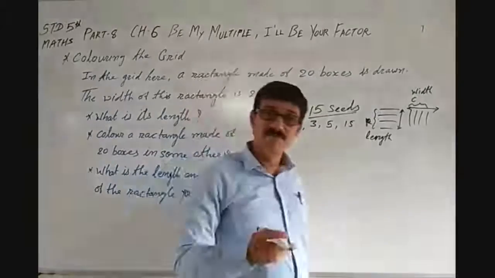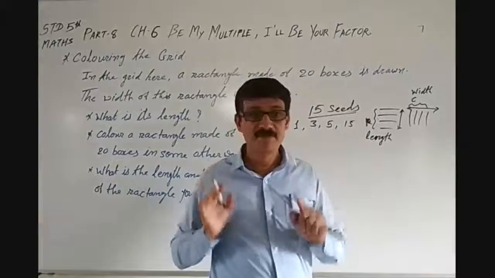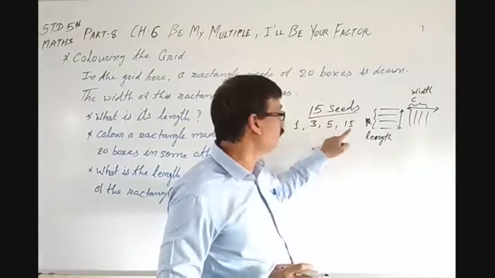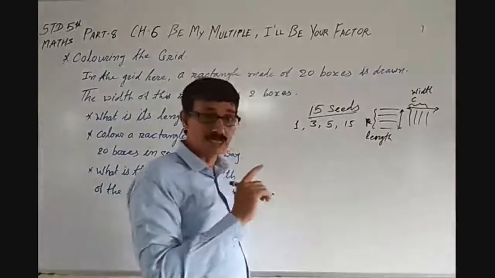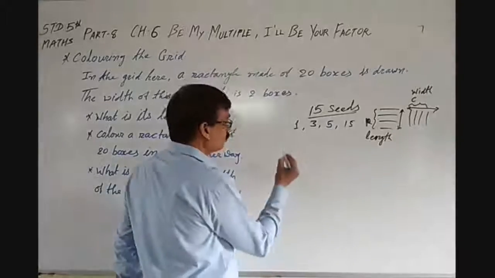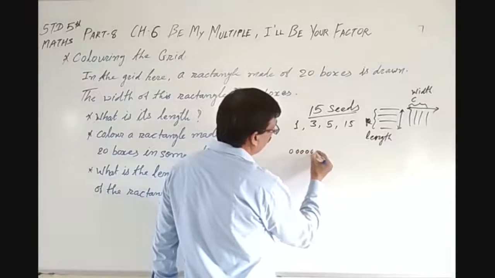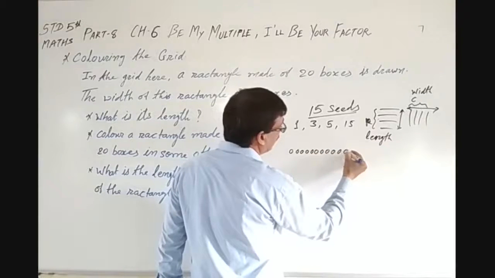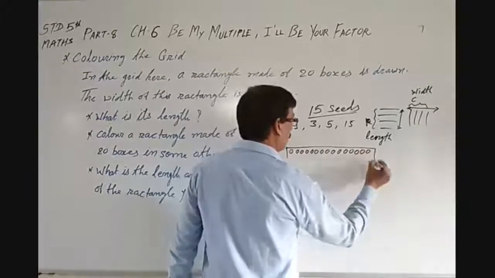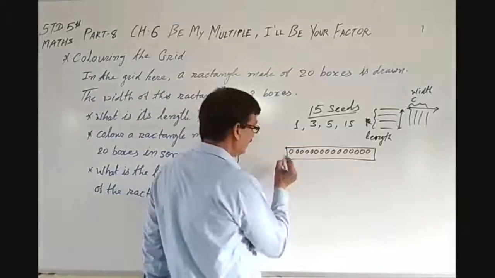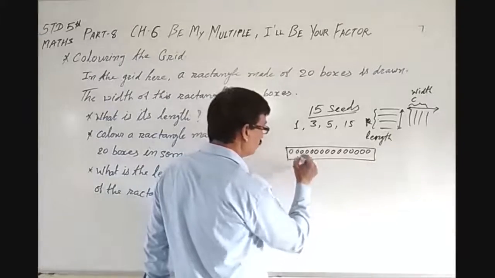Now, 15 seeds are there. We want to arrange them in the shape of a rectangle. How many rectangles can we make? We can make 1, 2, 3, 4 rectangles. Okay. Now how to do? See, suppose one row is there. Row is in this way. Suppose one row is there and then 1, 2, 3, 4, 5, 6, 7, 8, 9, 10, 11, 12, 13, 14, 15. So see, this is one row, isn't it? One row and 15 columns.